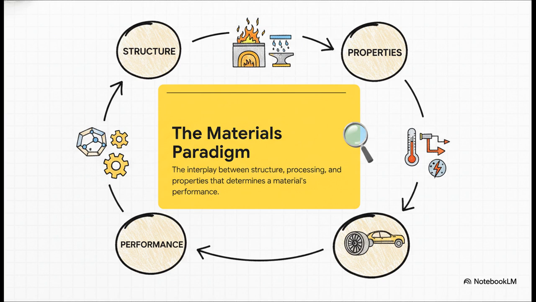Think of it like baking a cake. If you change how you process it, say the oven temperature, you change its internal structure, right? That changes its properties, like how fluffy it is, which ultimately decides its performance, how good it tastes. This interplay is the master key to engineering matter.